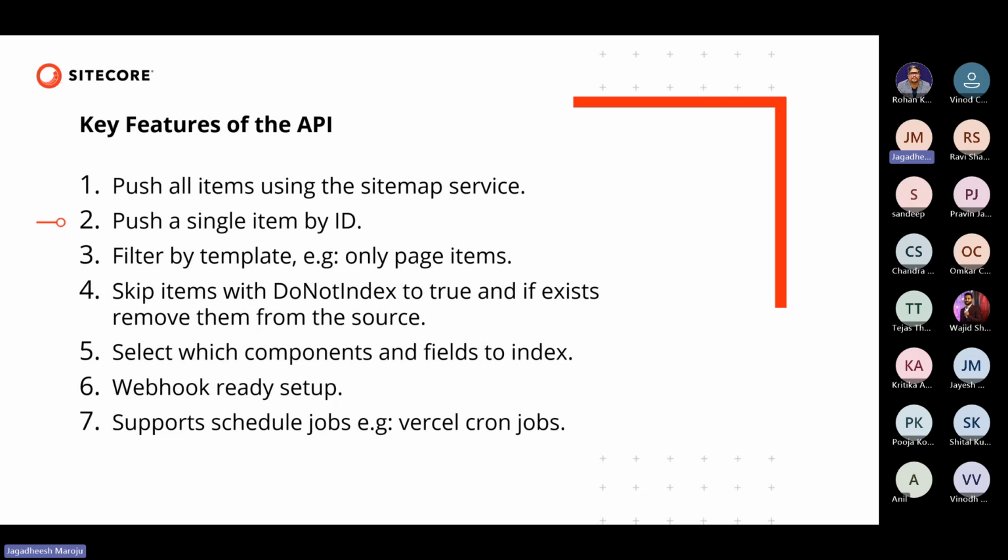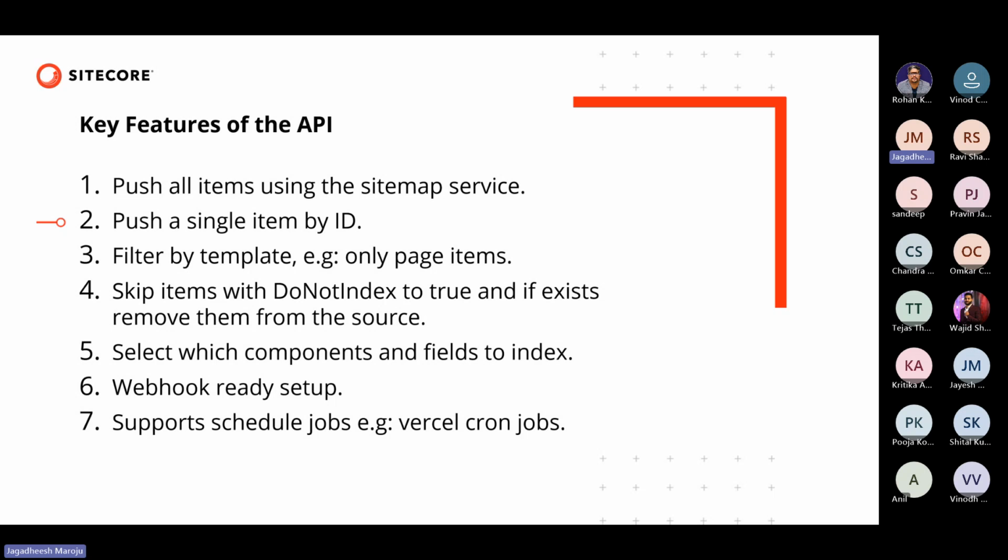The other interesting thing is the webhook ready setup. So what does that mean? Let's say this scenario: a content editor came, changed some content, and published that particular page. Because the content changed, the Coveo source doesn't know about it, right? So instead of manually going and hitting this API with the item ID, you would need to pick that single item and run this API again. So this is kind of manual work.